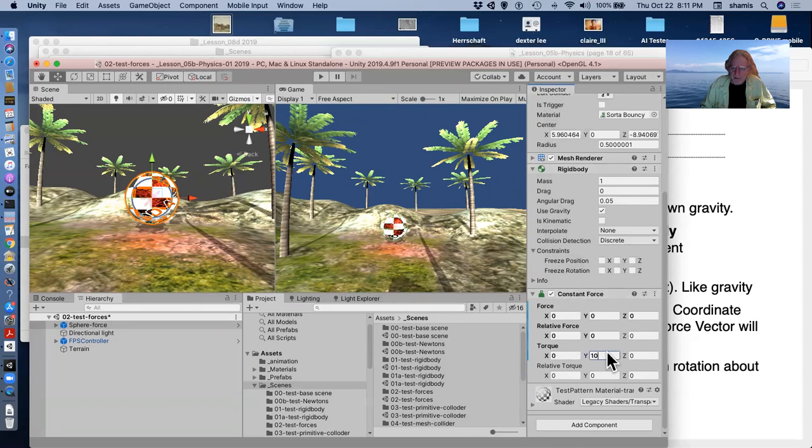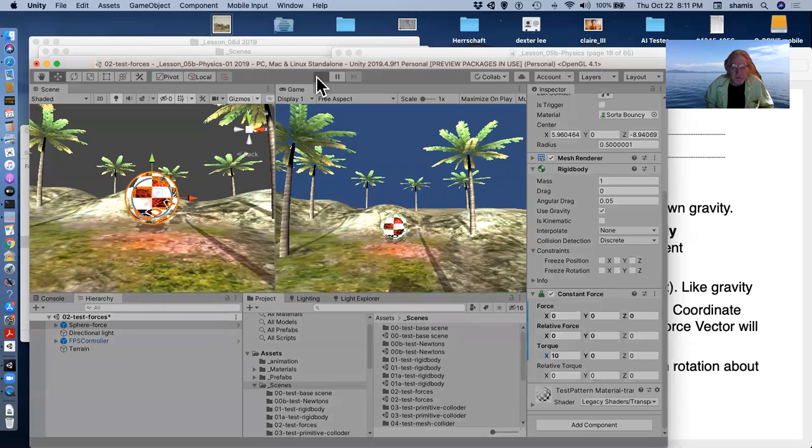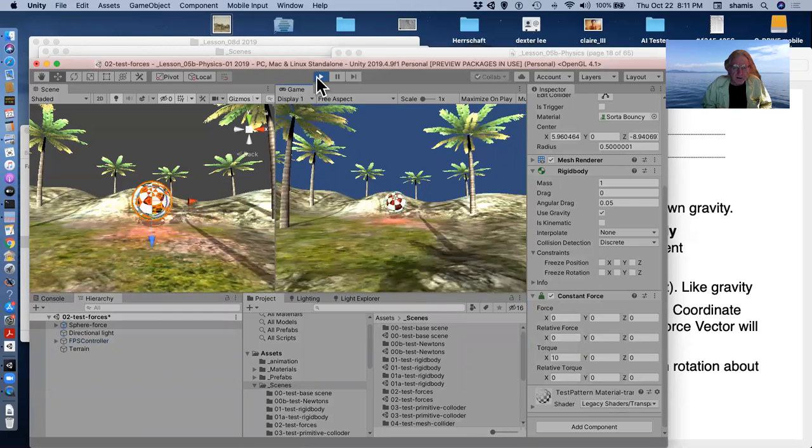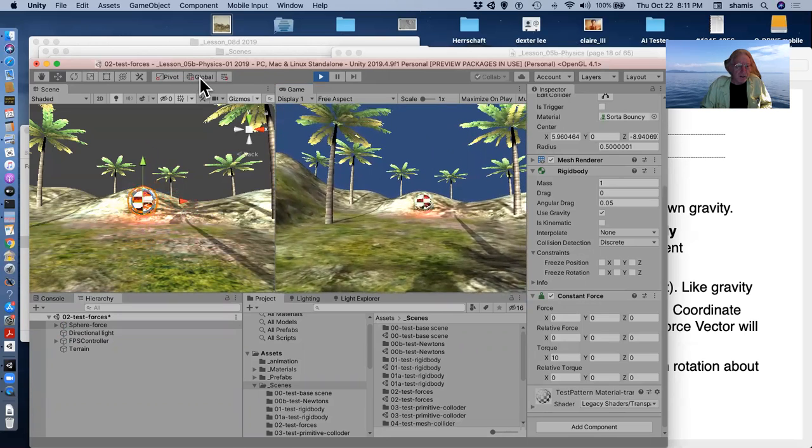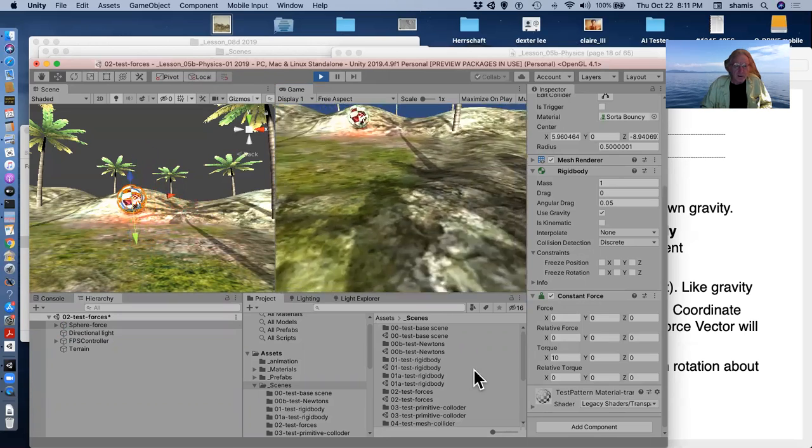If I make that about its x-axis, about the world's x-axis, this is now going to make it spin around the red arrow, and I assume the thing will take off and head off that way. It's about the global axis, not about the local axis.